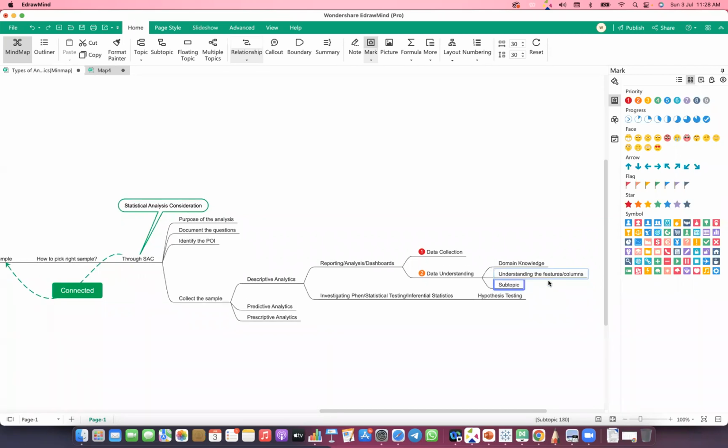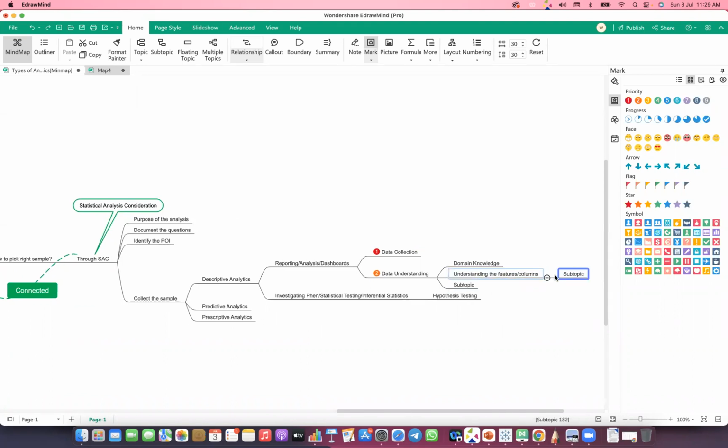Right? So now, after understanding the features or columns, to understand your particular features and columns, do we use some of the mathematical techniques? For example, in order to understand these features or columns, can I do some EDA? EDA is called exploratory data analysis.